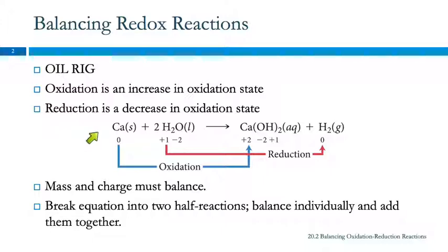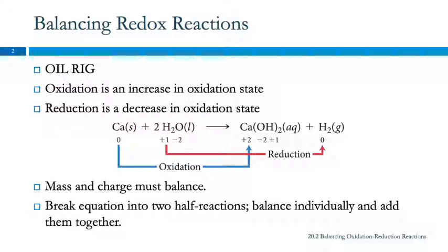So the masses have to balance, meaning if I have one calcium atom here, I have to have one calcium atom there. But we also have to have the charge balance. And that sometimes is not apparent because this one doesn't look like it has any charges. But we have to make sure that if something's losing 5 electrons, there's some other things that are gaining 5 electrons and that we don't leave electrons unaccounted for.